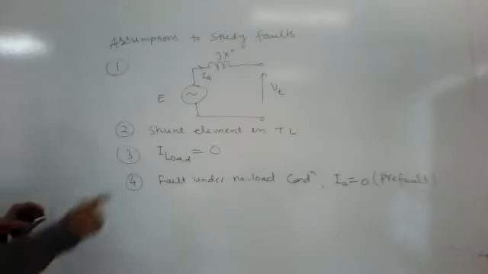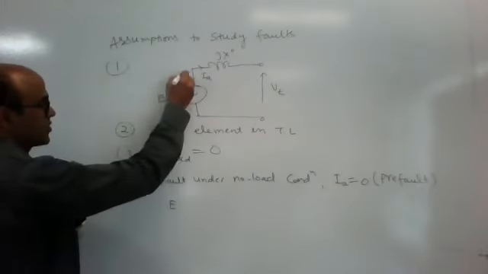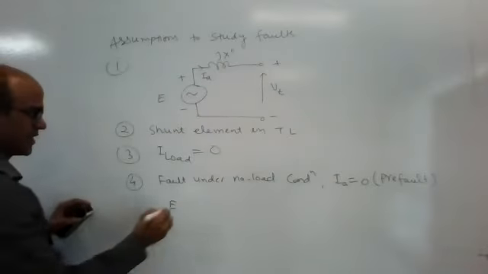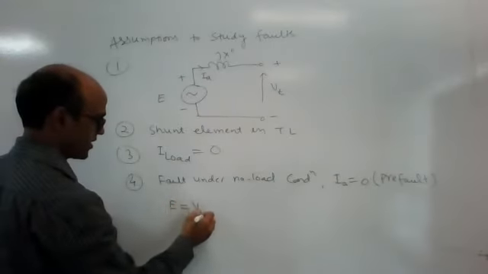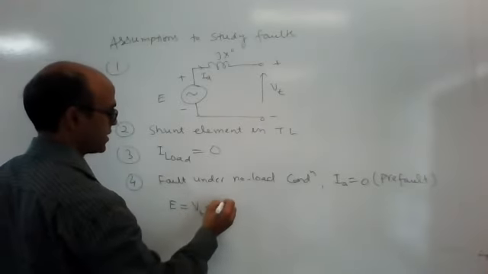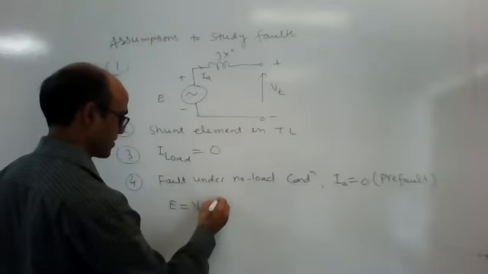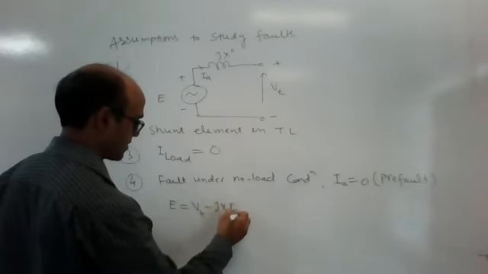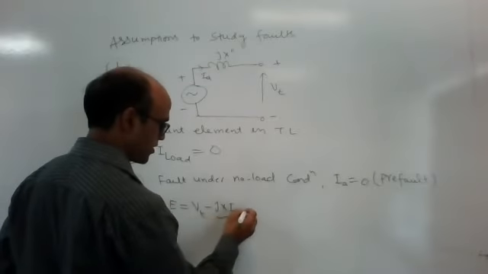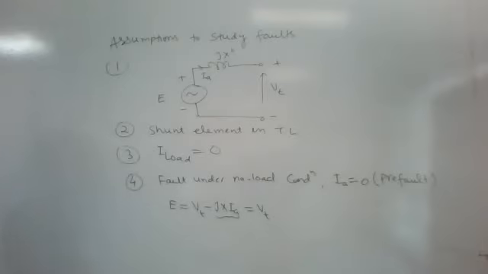If you apply KVL here, this is the generated voltage E, and this is your terminal voltage VT. E is equal to VT minus IA into JX. If IA is 0, this term will become 0, so we are getting VT at pre-fault condition.